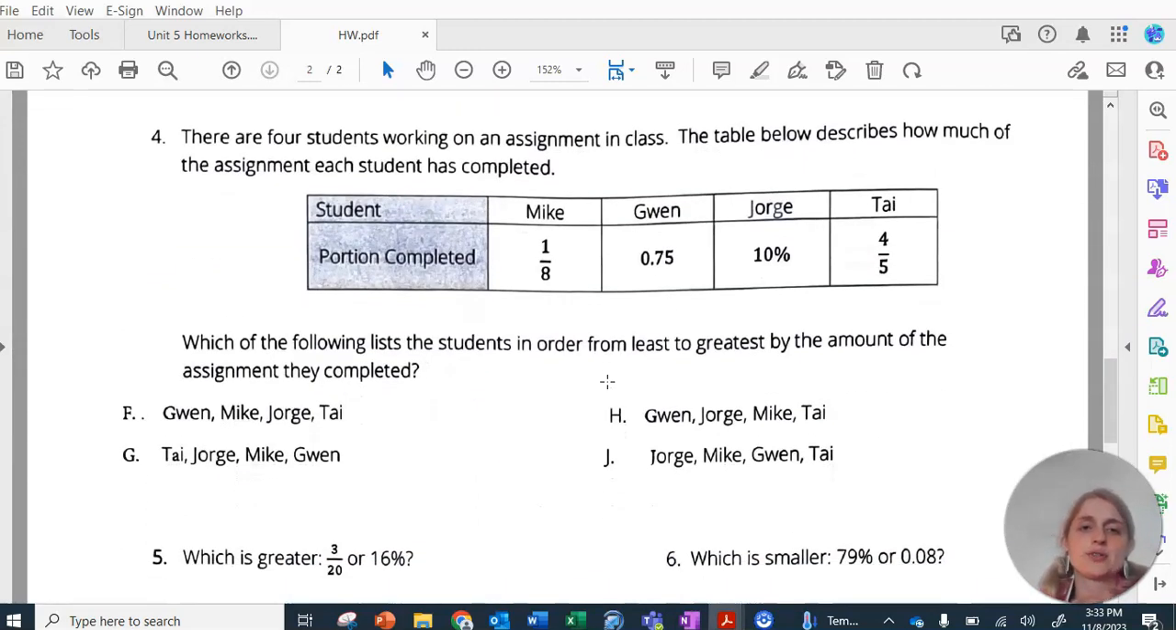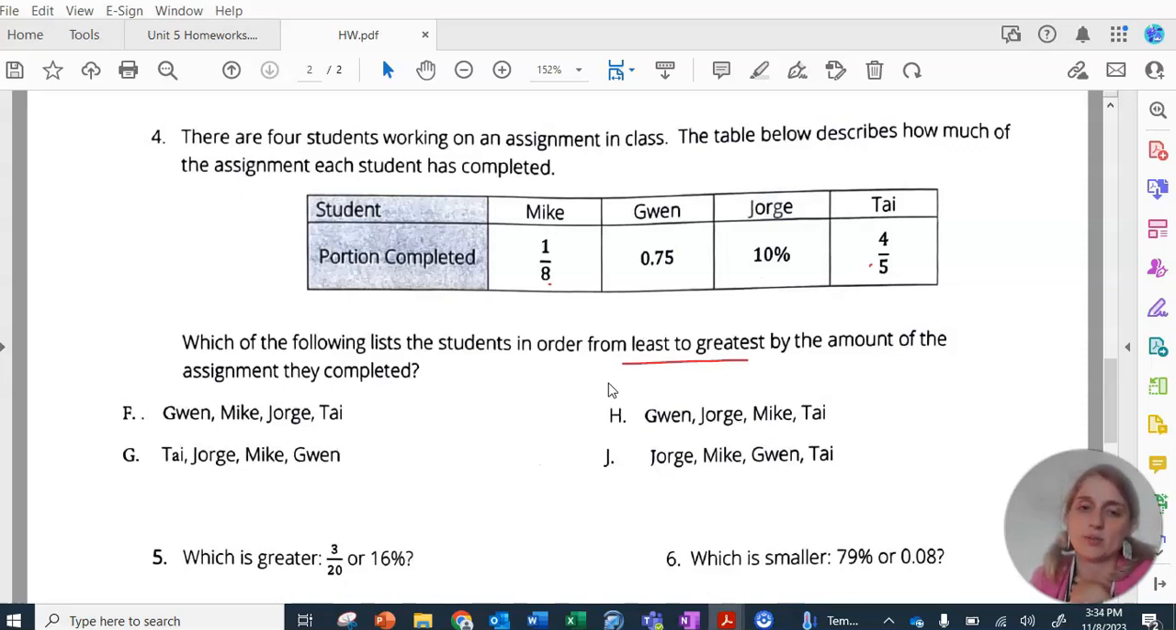On the back, there are 4 students working on an assignment in class. The table describes how much of the assignment each student has completed. Which of the following lists the students in order from least to greatest by the amount of assignment they have completed? Again, you choose. You can make them all decimals. You can make them all percents. I really don't recommend making them all fractions, because if they are all fractions, they have to have the same denominator, and eighths and fifths, I don't know about that. I would make them all either decimals, which I think is probably the easiest, or percents.